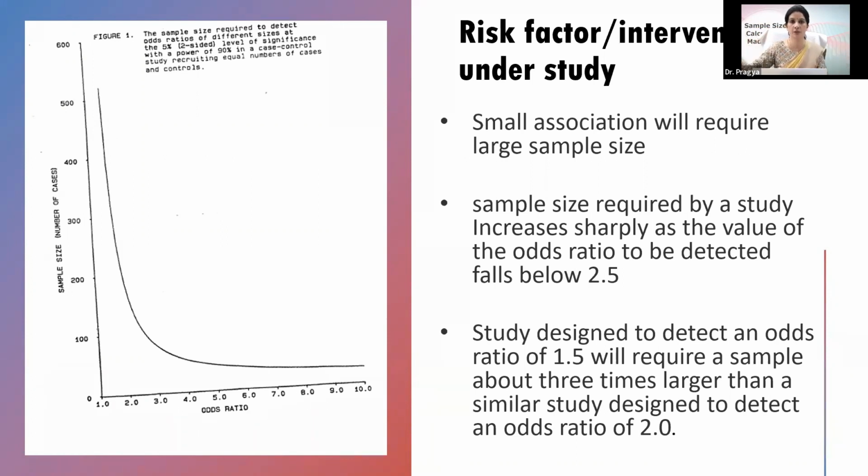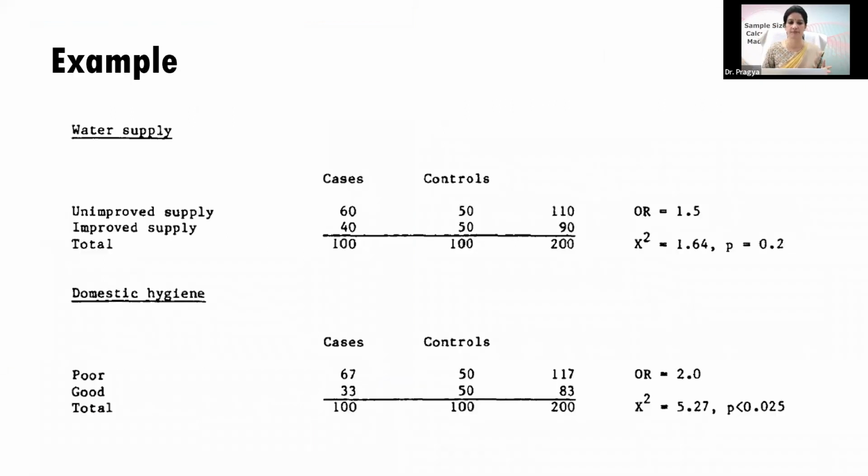What it says is that the effect size, the difference in the proportion, is small. So to detect a smaller difference in proportion, you need a larger sample size. That's why, if the odds ratio is less, you need a large sample size to test your hypothesis.